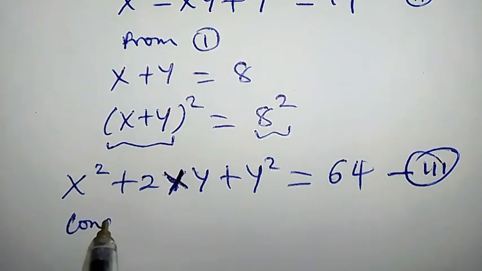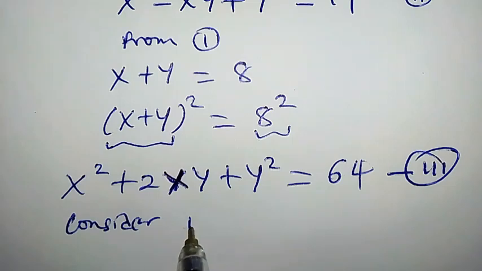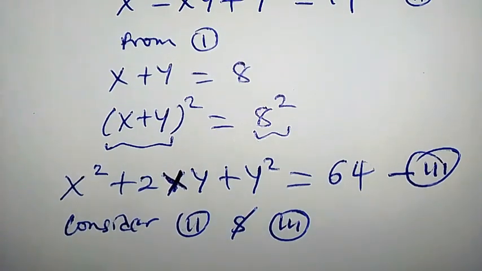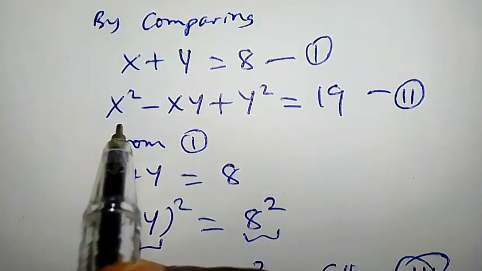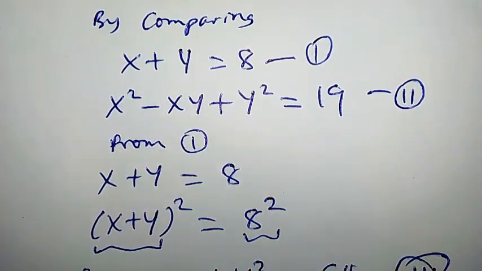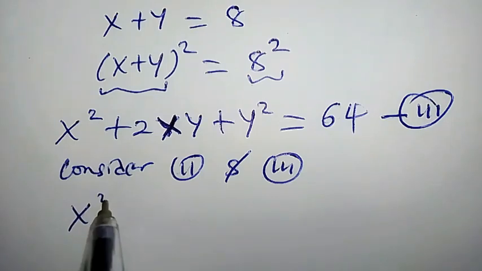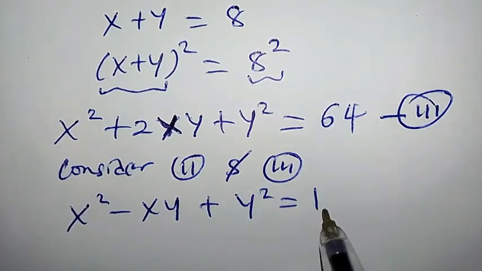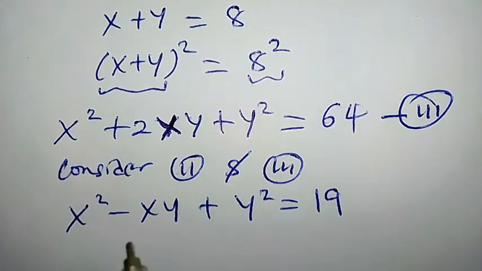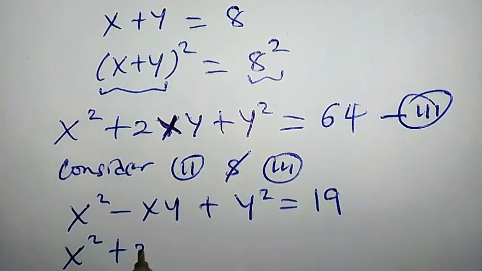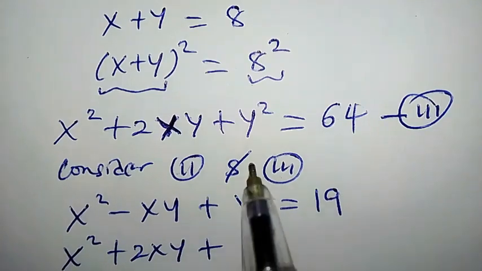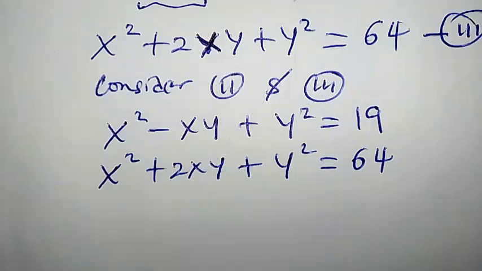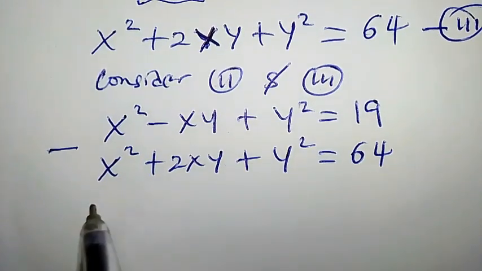Now, consider equation 2 and equation 3. What do we have for equation 2? Equation 2 is simply x squared minus xy plus y squared equal to 19. And equation 3 is x to the power of 2 plus 2xy plus y to the power of 2 equal to 64. Let us now subtract these two equations.